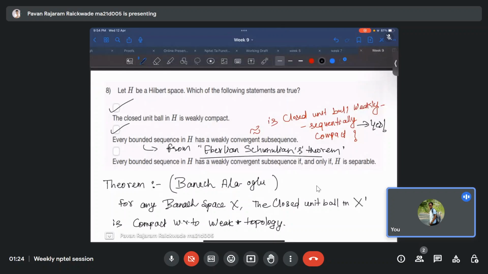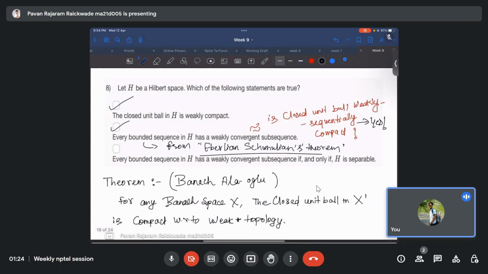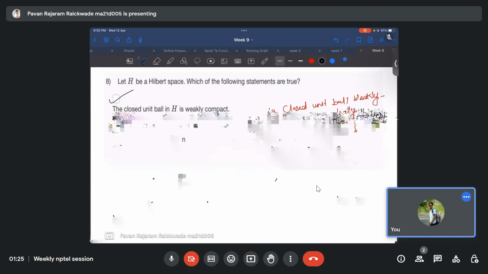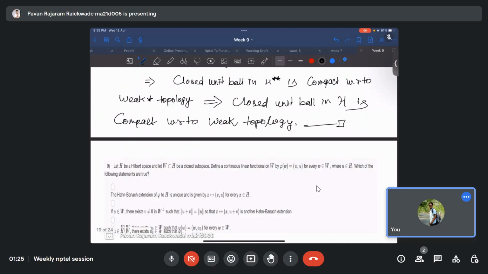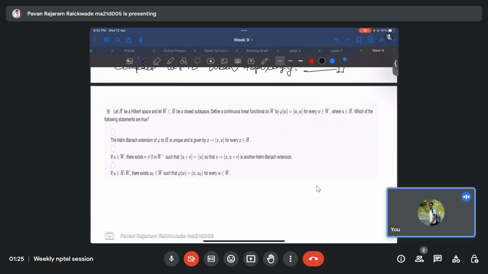Now, the third part asks if every bounded sequence in H has a weakly convergent subsequence, or if and only if separability. No. That follows from part B, that separability is a redundant condition. We don't need separability. Reflexivity is enough. Okay, that's good with the 8th question. Now question number 9.